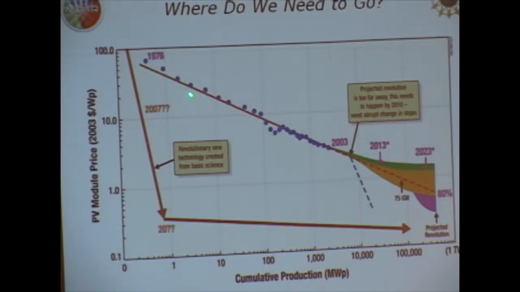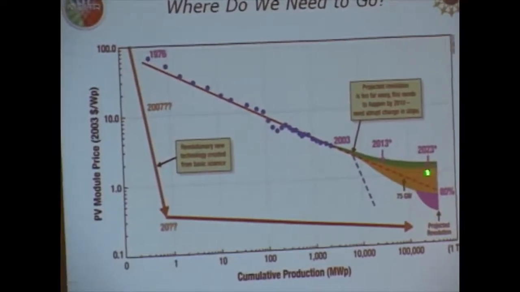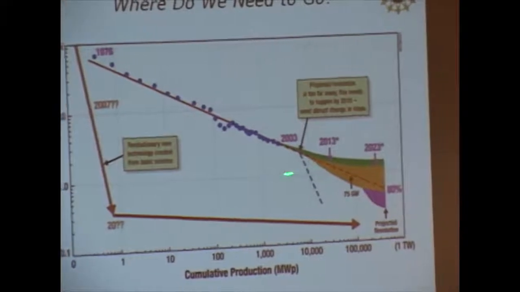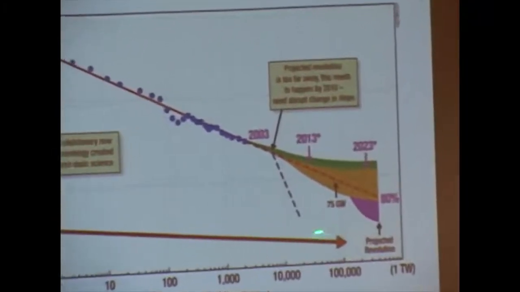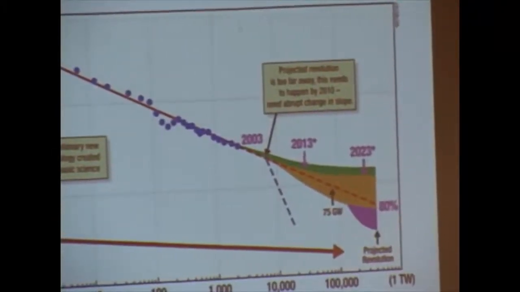The problem is that this cost curve is obeying a perfectly logarithmic function, but it's not dropping fast enough, okay? Widespread dissemination of solar isn't going to happen unless you get the cost down in this region right here, okay?